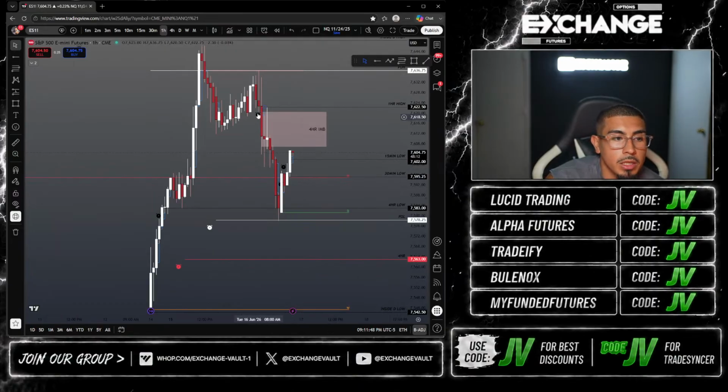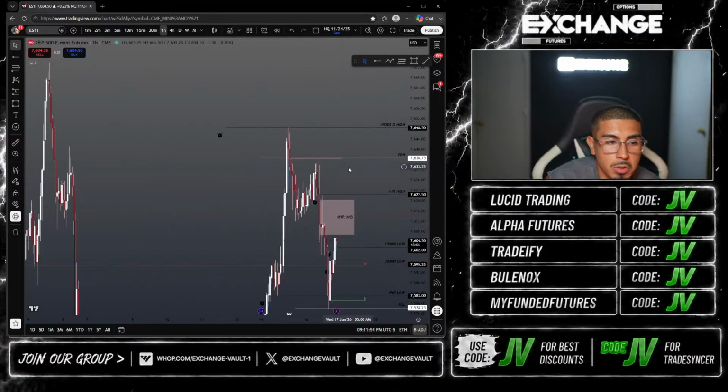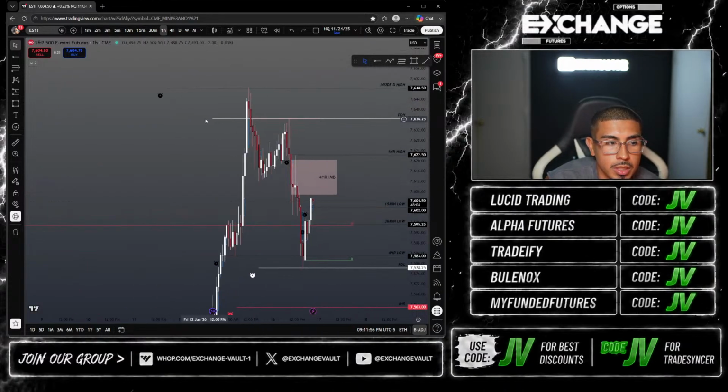If we can get below weekly open and stay below the hourly, look for downside. If we can get above the hourly, look for upside. No ifs and buts about it. Look for upside, break above the hourly. Simple as that. I'm just keeping it very simple and straightforward for you guys, okay?